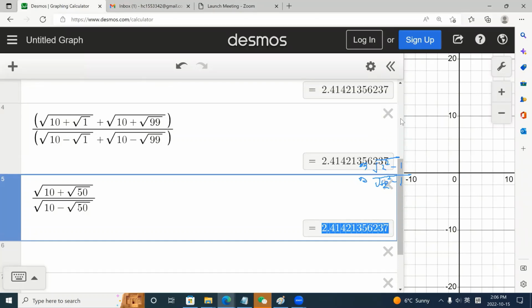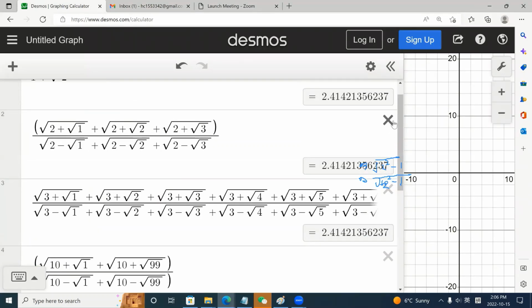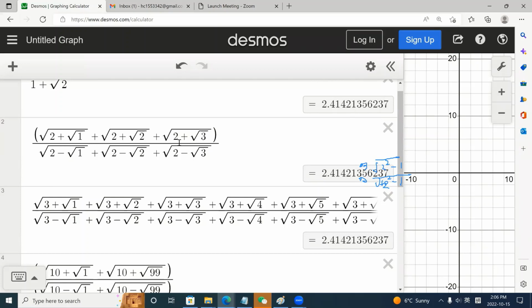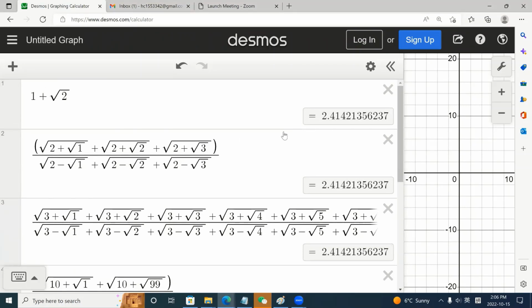Okay, so if we replace 10 with 2, we will get this number over here: 2.41421. And then instead of writing 10, we replace all the 10s with 3s. We will also get 2.41421. And I know that this number is just 1 plus the square root of 2.